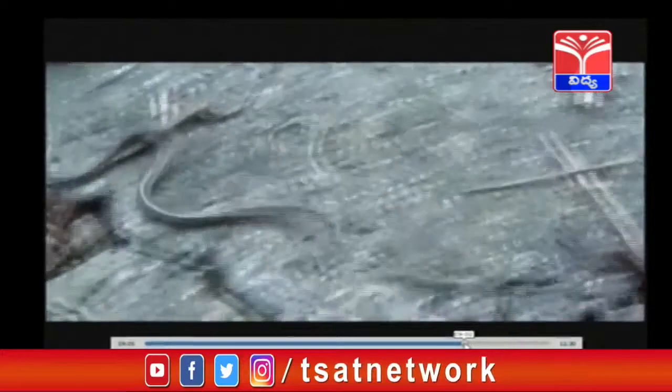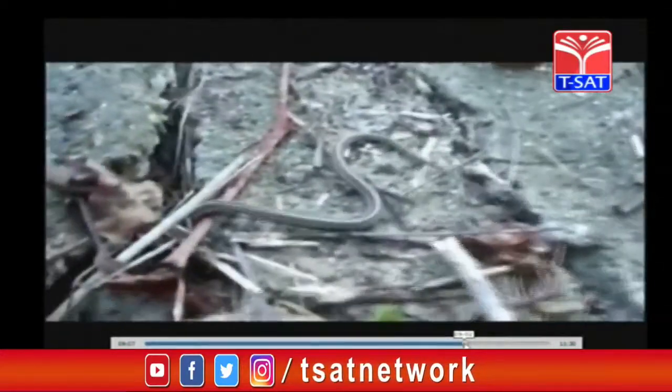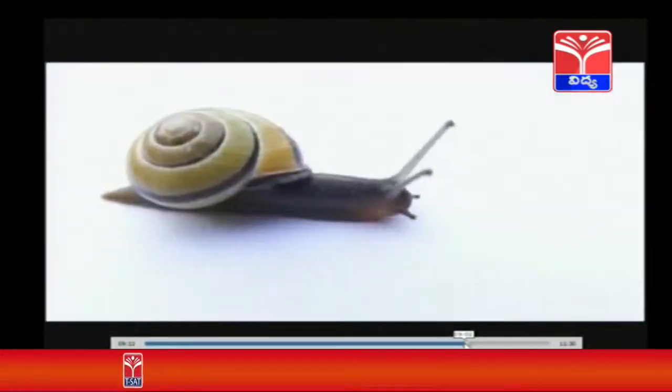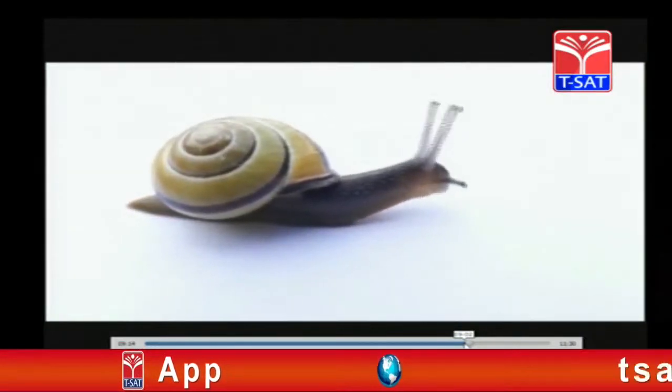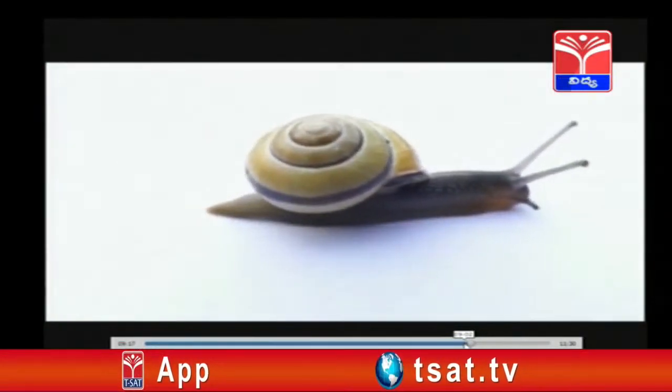Observe the movement of snake. It crawls on the ground. It has a strong muscular body, so it is able to move. Observe the movement in snail. It is famous for its slow movement. The foot of the snail helps it to crawl on the ground.